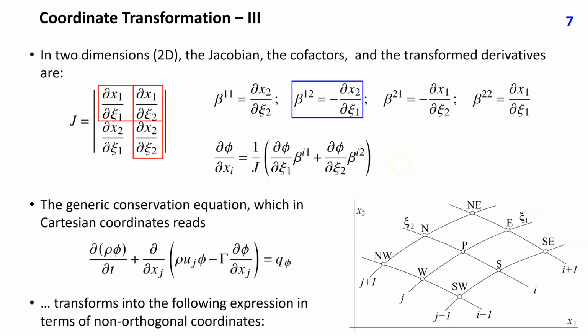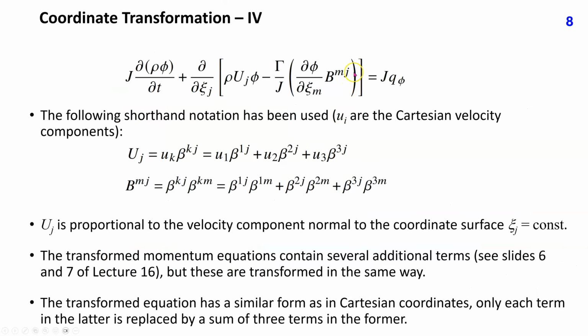The generic conservation equation, which is in Cartesian coordinates given by this expression, transforms into a more complicated expression in terms of non-orthogonal coordinates, as shown in the next slide. This is a compact form of the generic conservation equation written in non-orthogonal coordinates. This compact form is obtained by introducing shorthand notation Uj and Bmj, which represent sums of free products involving cofactors beta ij and Cartesian velocity components ui, as shown in these two expressions. Uj is proportional to the velocity component normal to the coordinate surface xi j equal constant.